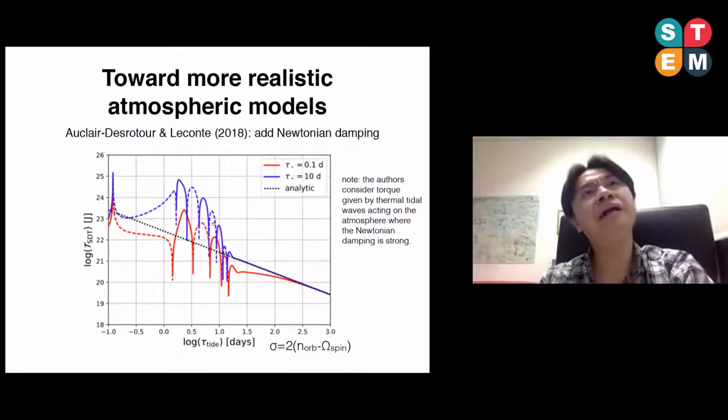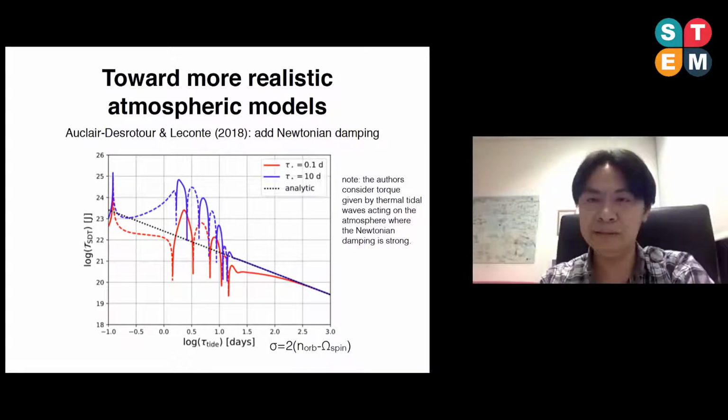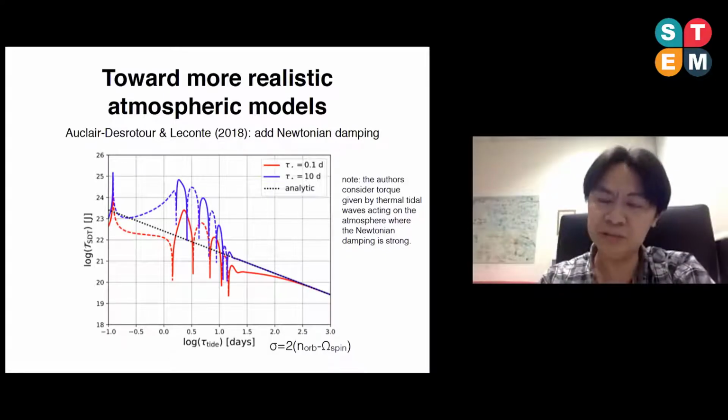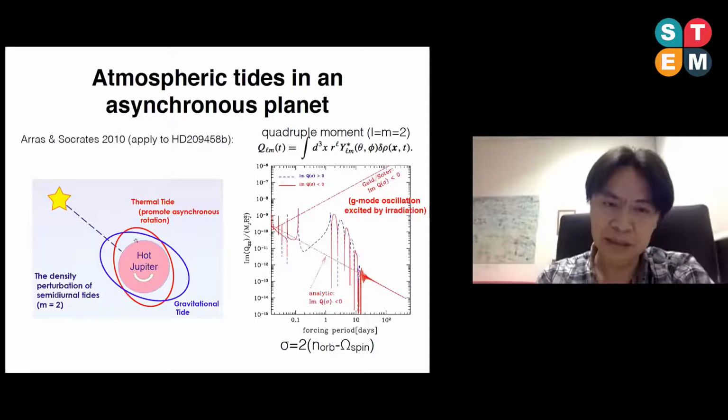So that just implies this model cannot work, in the sense that the thermal bulge is just too weak to counteract the torque on the gravitational bulge.